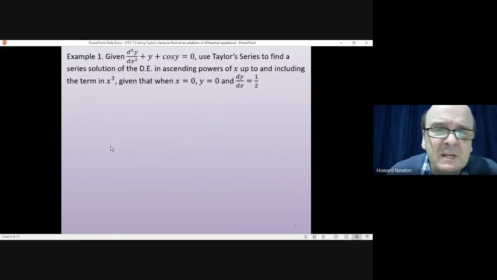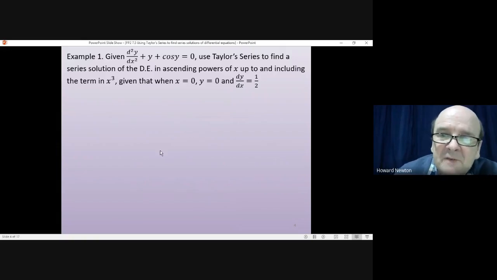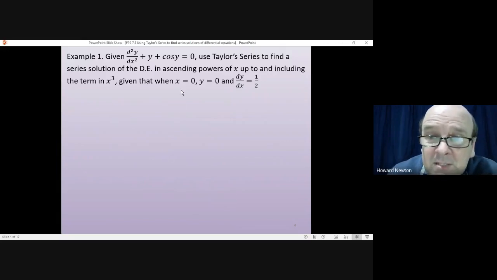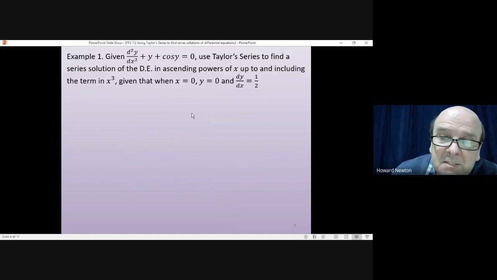Okay, let's have a look at an example. Given d2y by dx squared plus y plus cos y is equal to 0, use Taylor series to find a series solution of the differential equation in ascending powers of x up to and including the term in x cubed. Given the initial conditions, when x is 0, y is 0, and dy by dx is equal to a half.